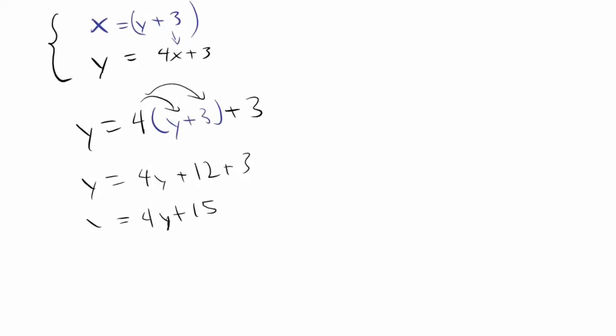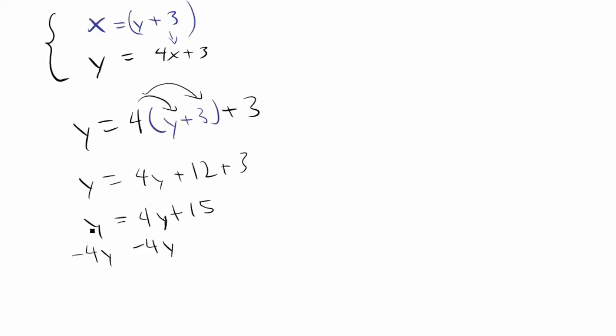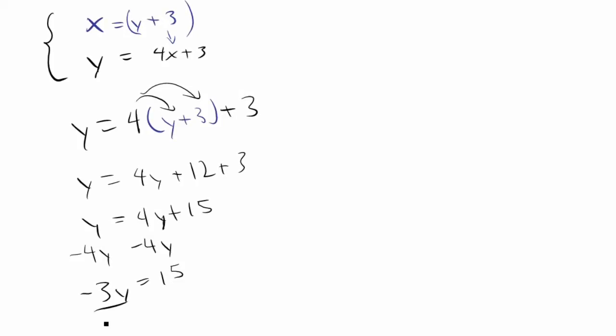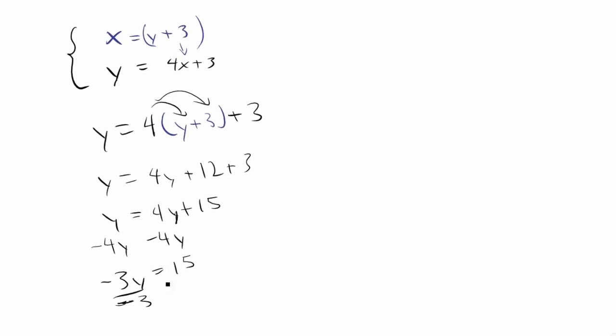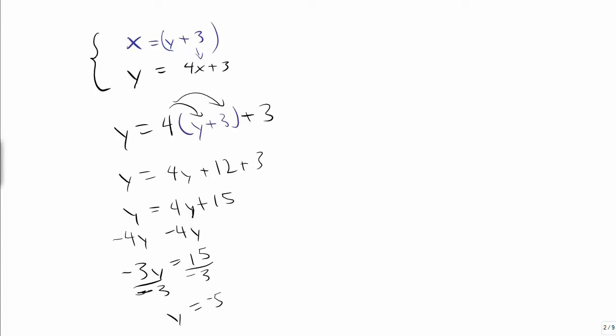And now I'm on this step. Well, I want y by itself, so to do that first I want to get all the y's on one side. Since there's nothing else but y's on the left side, I'm going to subtract 4y here, and I have to do it to both sides. So y minus 4y is negative 3y, and on the right side I'm left with 15. Now if I divide by negative 3, I get y equals negative 5. So that's only one part of the problem.